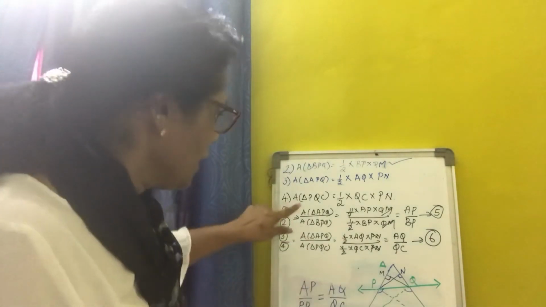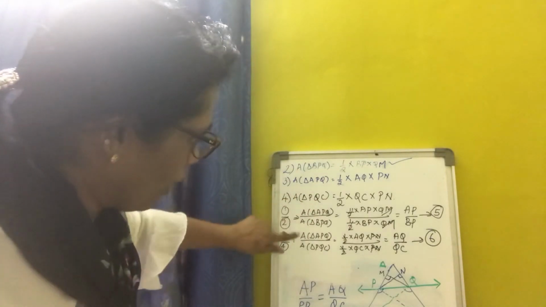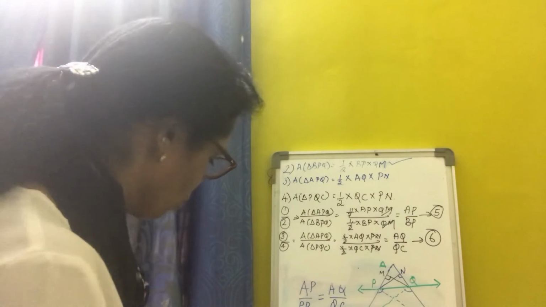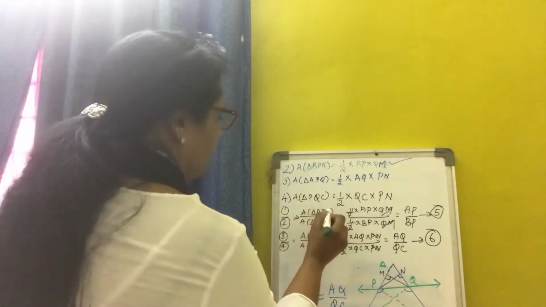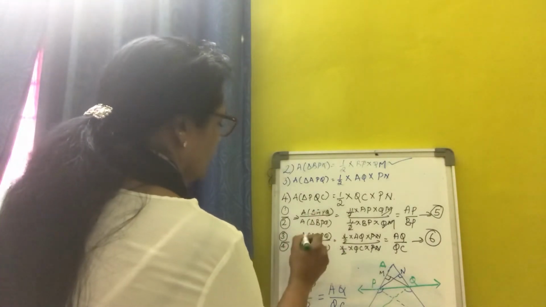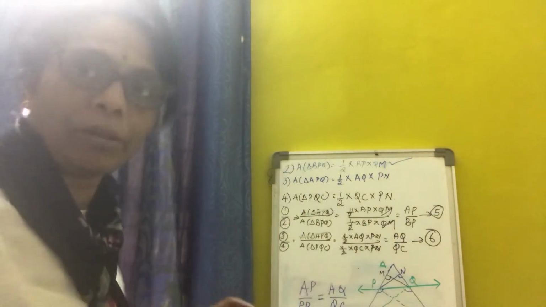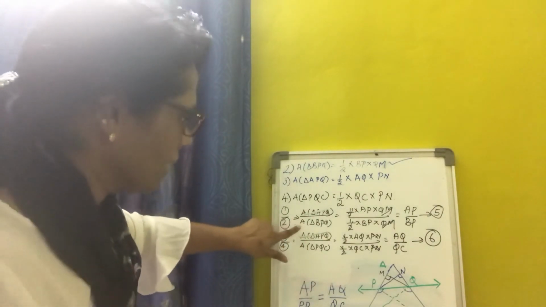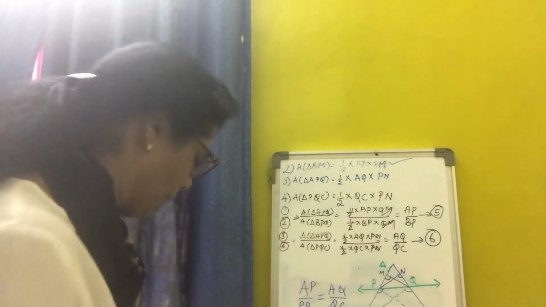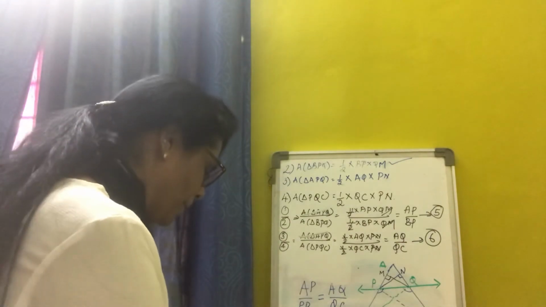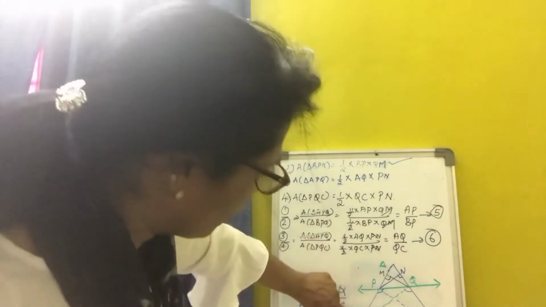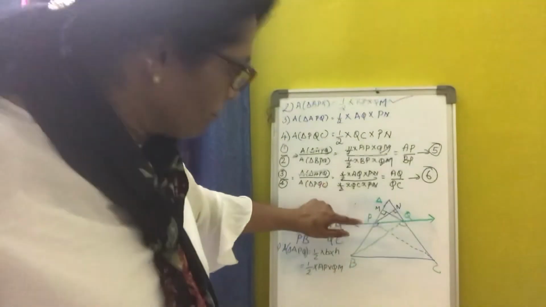Now let me see. See APQ. In both cases the numerator is APQ. So both APQ will get cancelled, because the numerators are the same. Now what about the denominators? The denominators are triangle BPQ and triangle PQC. What about triangle BPQ and triangle PQC? Where do they both lie?